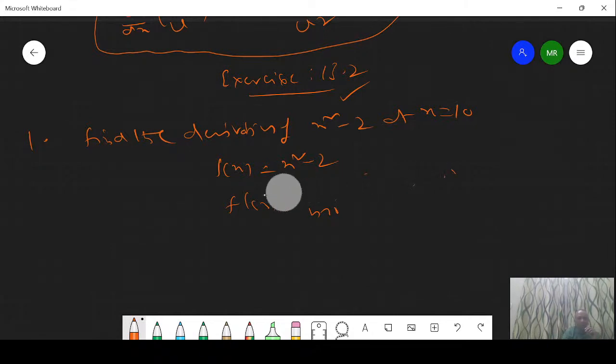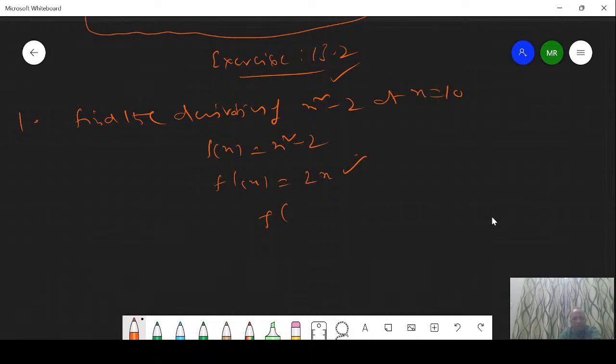Here, first principle is not required, since you have learned the formula, right? I can directly write the derivative of x square as 2x, and the derivative of the constant as 0, correct? F dash x equal to 2x I can write. Now f dash of 10 I want. So you replace x with 10, correct?